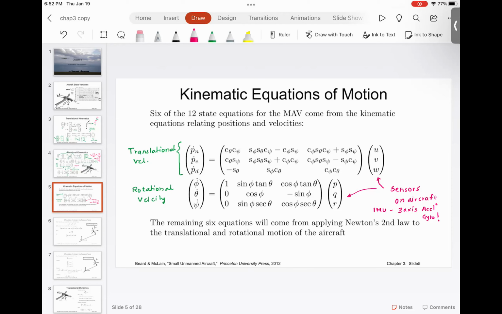We will not take into account the inertial effects. We will not take into account the aerodynamic forces. We will not take into account the control surface deflection and propeller thrust and all. So we'll subsequently keep on adding that stuff.